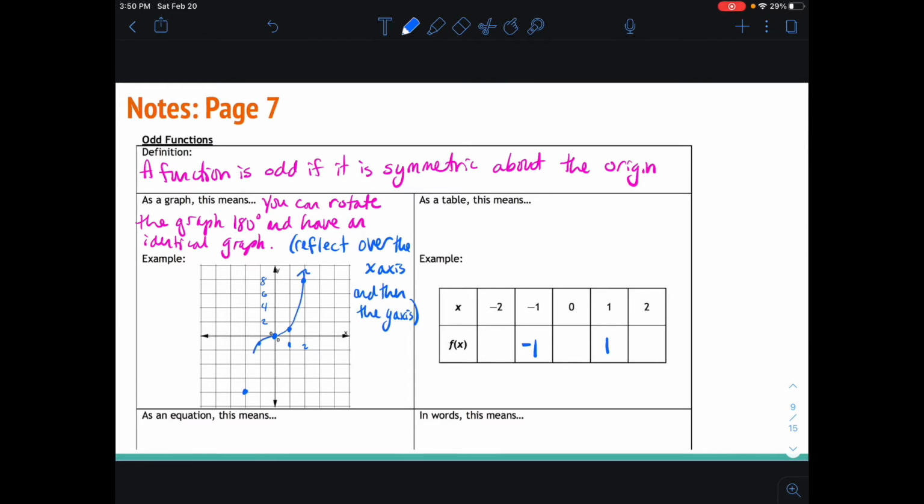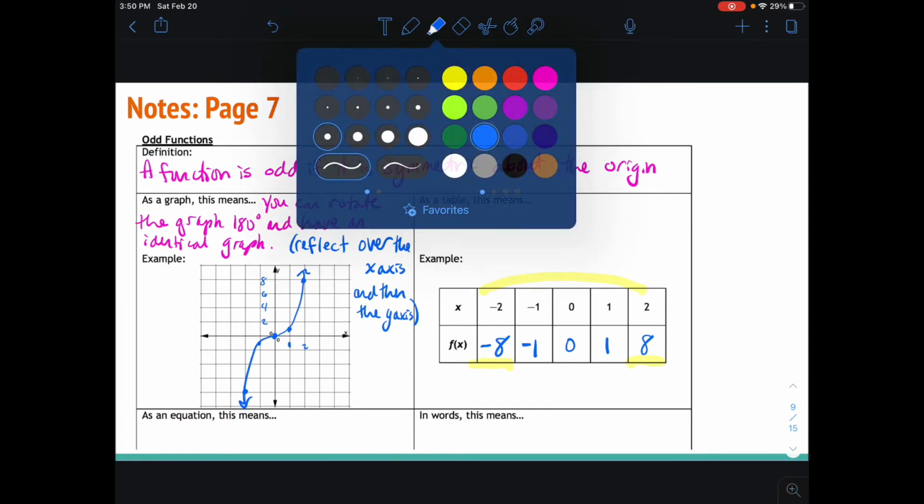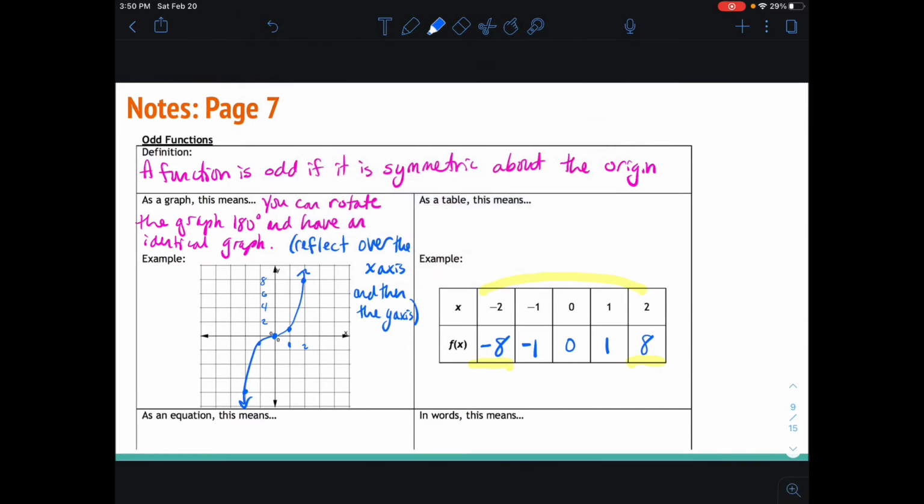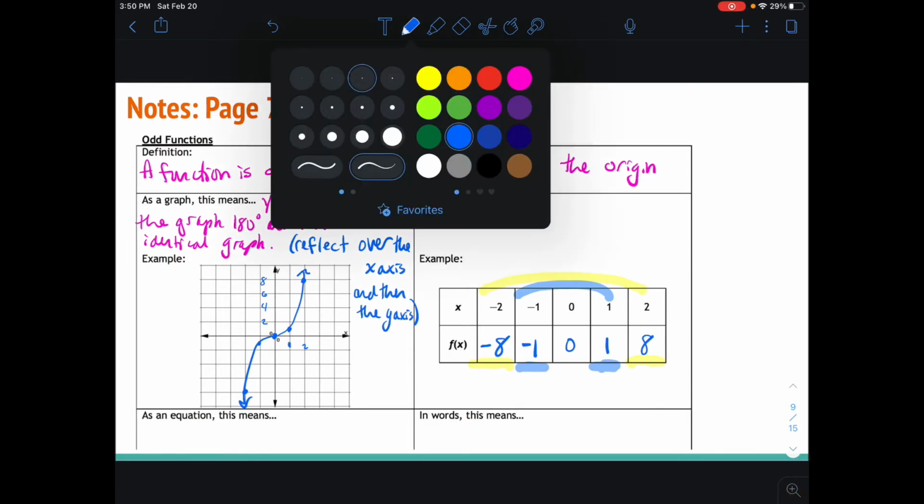All right. So let's think about what this is. If we are to go ahead and plug in 1 and -1, we get 1 and -1 actually as outputs. If I plug in 0, I get 0. If I plug in 2, I get 8. And -2, I get -8. So what's happening here? Let's take a look. When I plug in 2 and -2, I get opposite outputs. And then when I go ahead and plug in 1 and -1, again, opposite outputs. So let's go ahead and write this out.